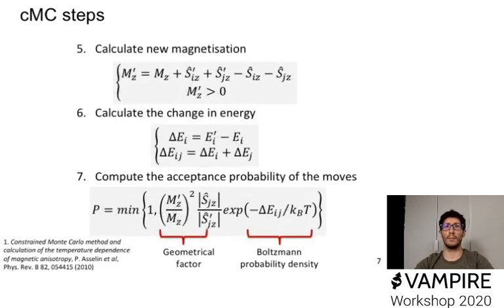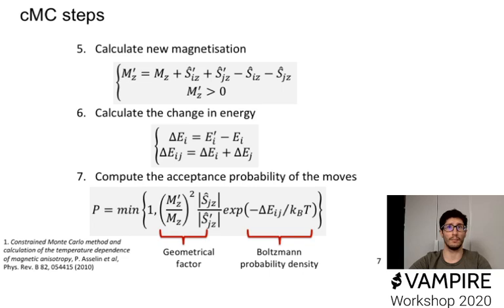So then, assuming that the previous step was okay, we will calculate the new global magnetization along Z. And again, we have the constraint that the direction must be positive along the Z-axis. If this is not the case, we will reject the move. Again, just to point out that what we need to do in this case is just to account for the new spin directions. All the rest of the system has been untouched during this move.